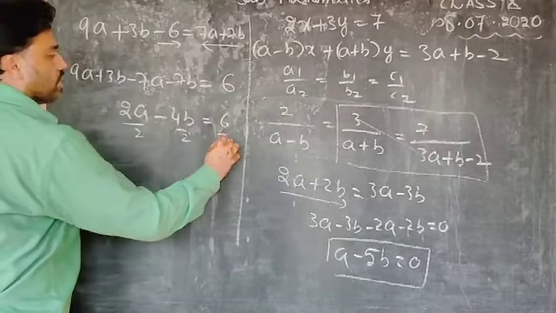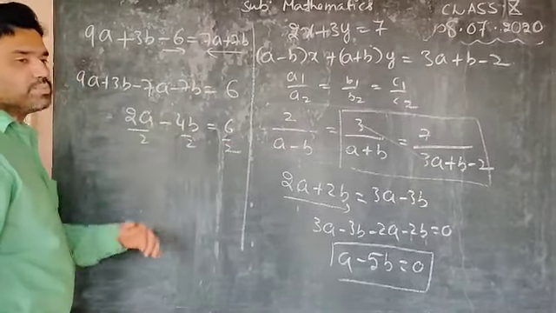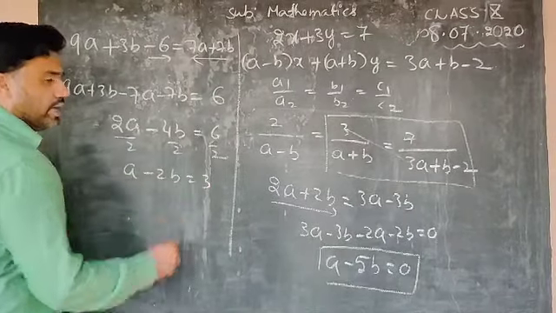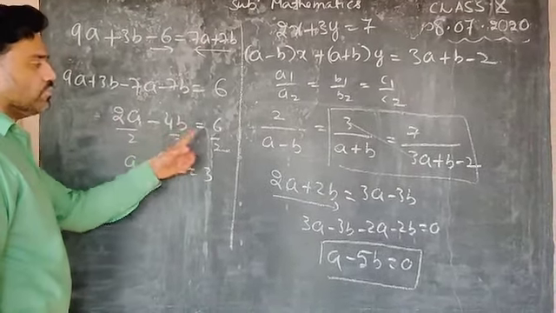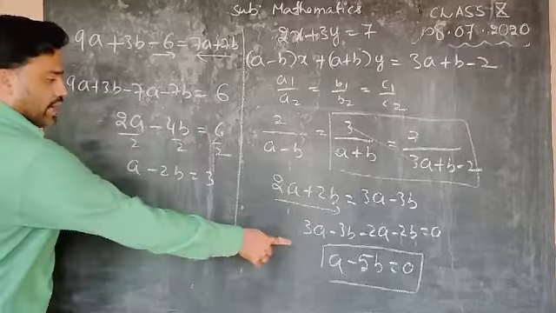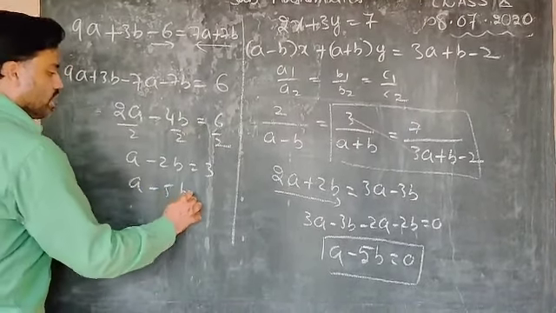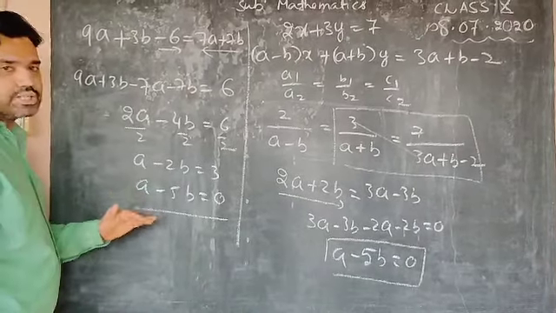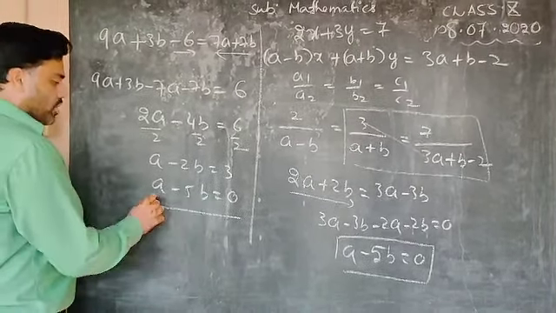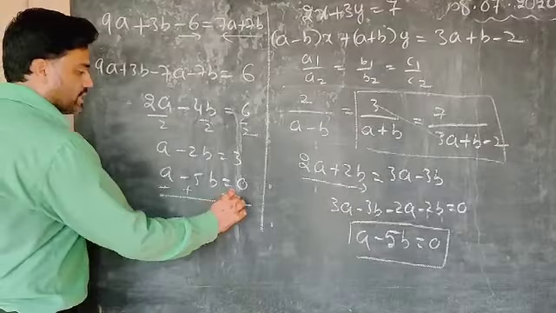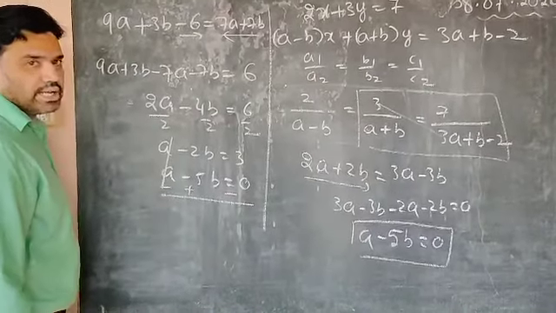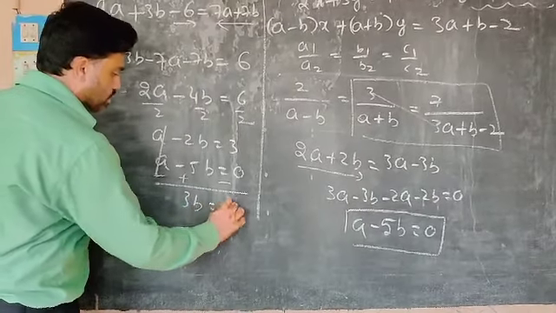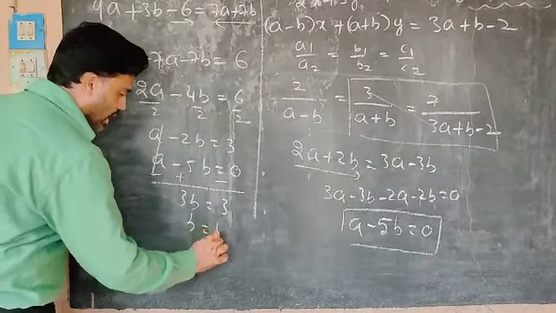The whole equation you can divide by 2, because we can express it in the simplest form. a minus 2b is equal to 3. Now write the first equation under that. You can solve by any method. Subtract, then only they get cancelled. So plus a, minus a get cancelled. Minus 2b minus 5b, that becomes minus 3b... the result is 3b equal to 3, so b is equal to 1.